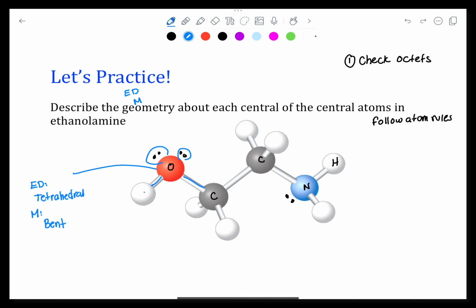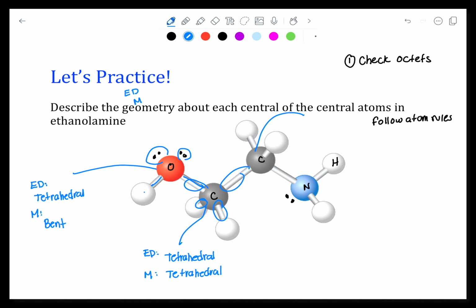Okay, next up, let's do carbon. Carbon, for its electron domain, well, it has 1, 2, 3, 4. Yes, there's one hiding in the back there. So it has 4 electron domains, so it is tetrahedral. And since there's no lone pairs, the molecular geometry is also tetrahedral. The same goes for this carbon. It has 4 bonds, no lone pairs, so the electron domain and the molecular geometry are both tetrahedral. Okay, they're the same for each carbon.